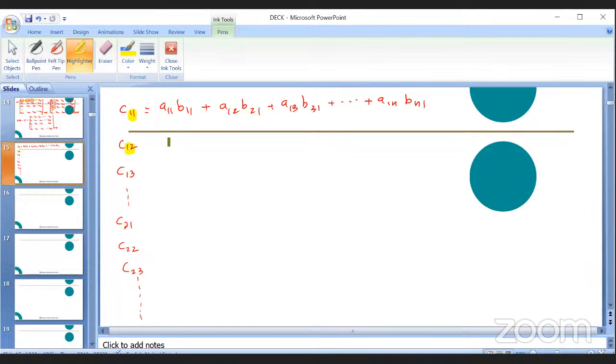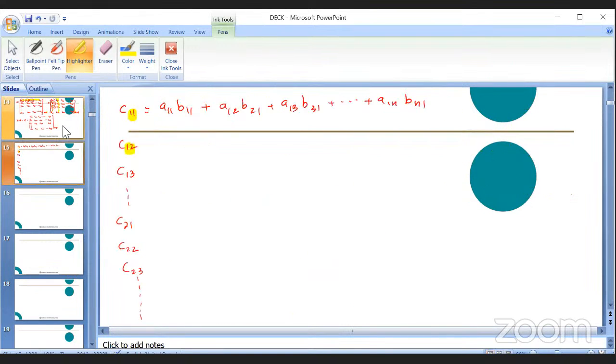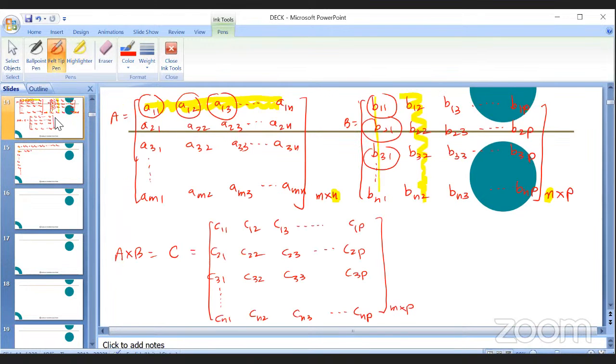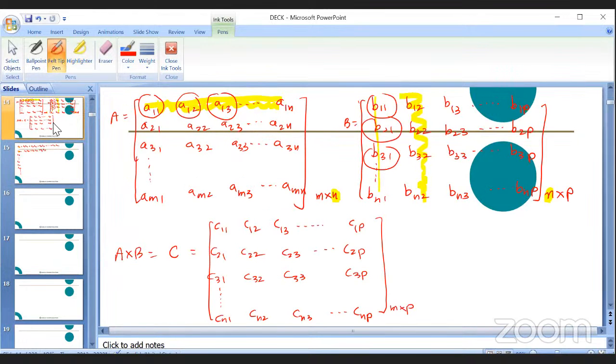First row, second column. You have to multiply first row. This is first row and second column. So that means A11, B12. The next, A12, B22. Then A13, B23. Is it B23? B32.